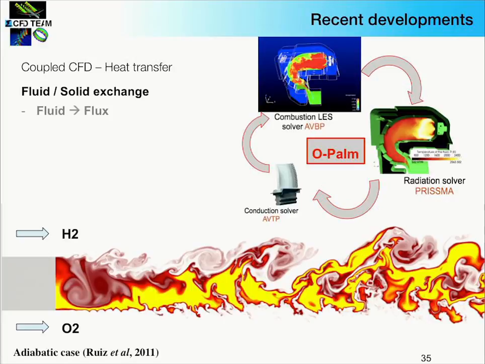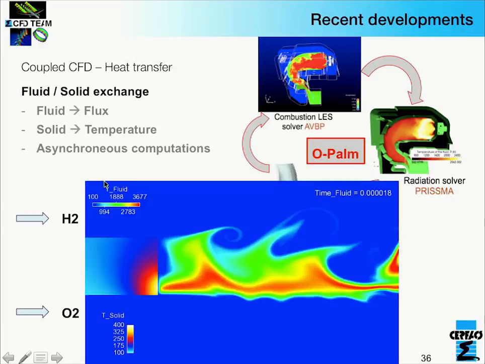Typically, this radiation calculation takes much longer for one iteration than the LES or the conduction solver. So you have to synchronize everything by playing with the distribution over the processes. And the software OpenPALM does that for you. So very classically, you have, something is missing here, sorry, it's not complete here, but you have a fluid-solid exchange. The fluid sends a thermal flux, a heat flux, to the solid, and the solid gives a temperature.